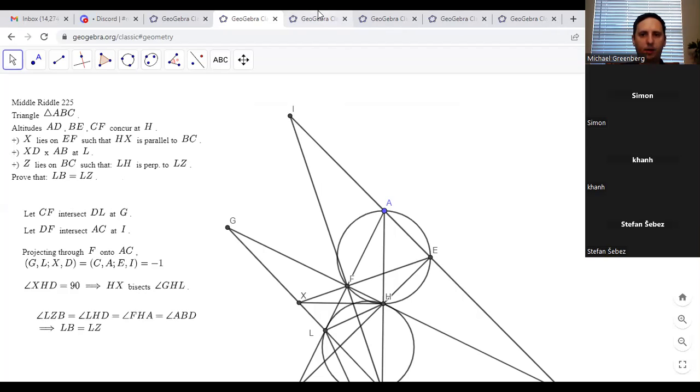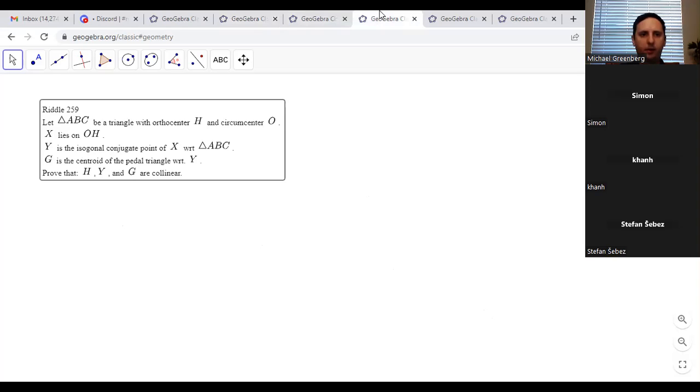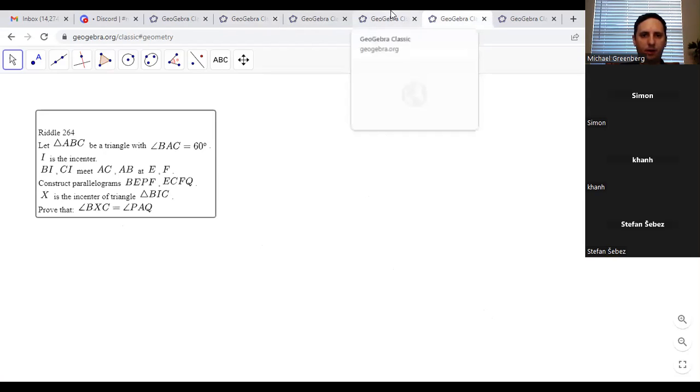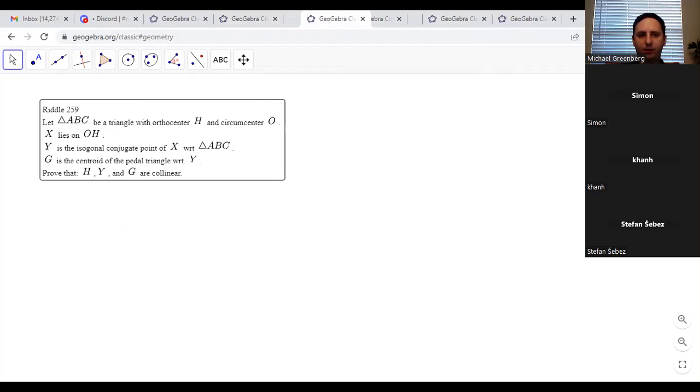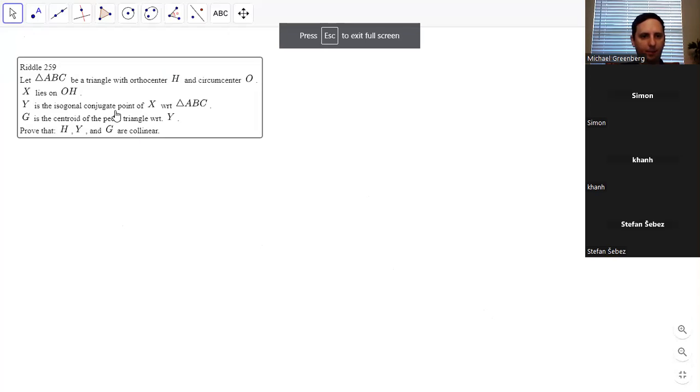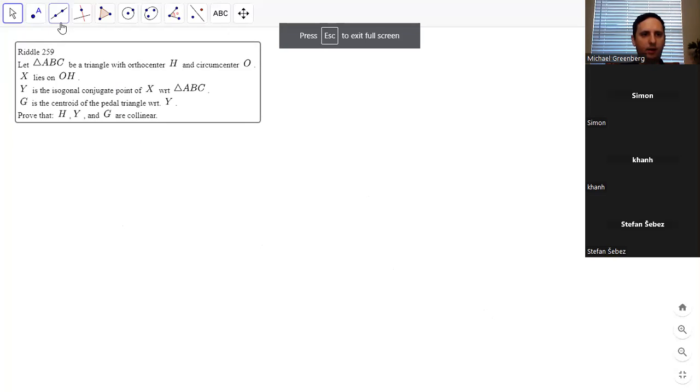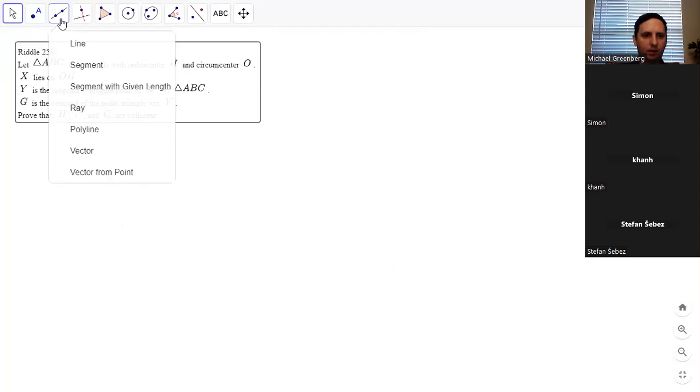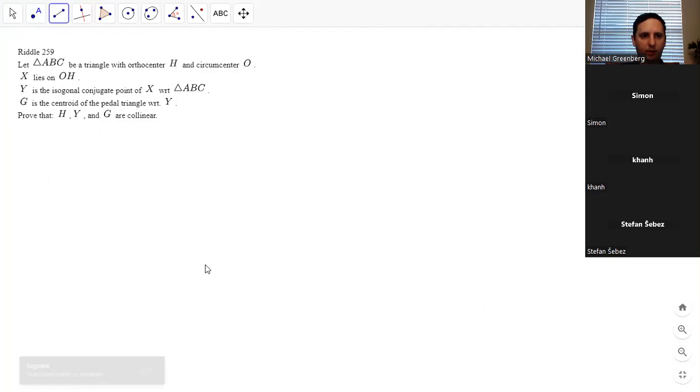So here's another middle riddle. Let me try a riddle. This one uses isogonal conjugates, but it's not that long of a problem statement. So we have a triangle. Again, we have the Euler line show up.